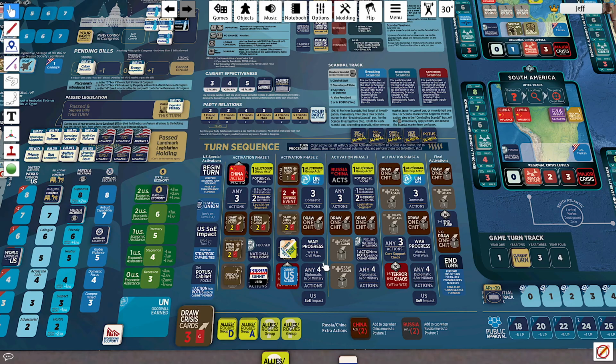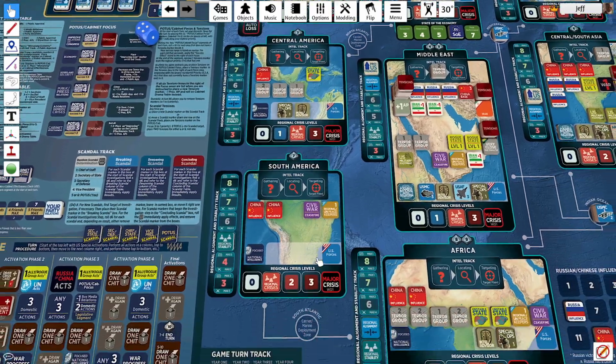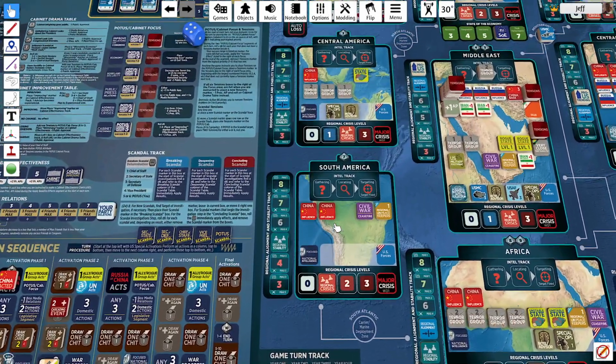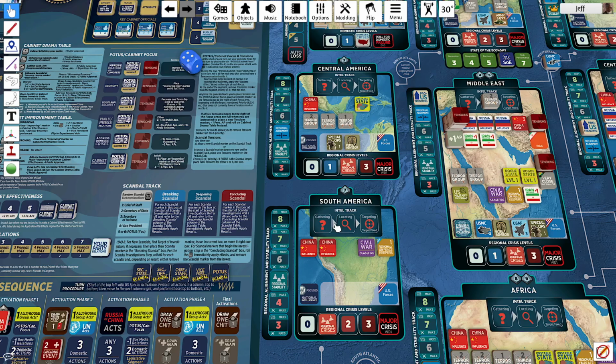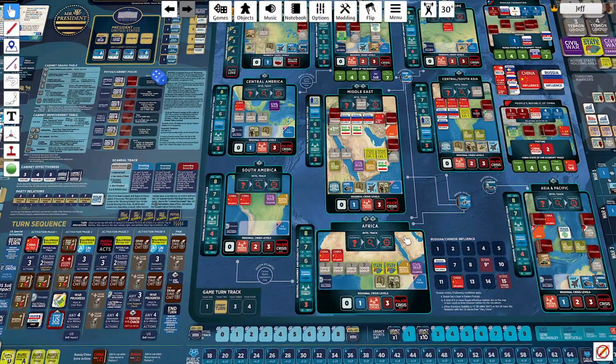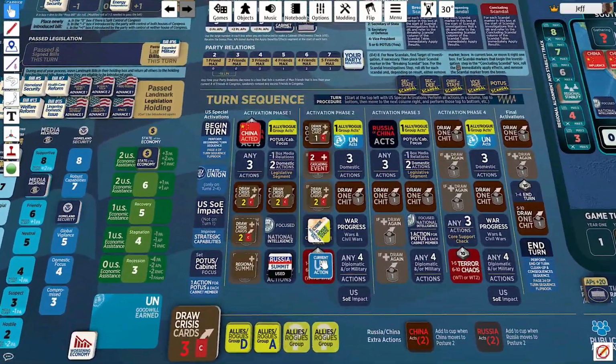So we're going in Central and South America. South has none. Central has 1. Watch out. We rolled a 9 for Central. They now have a civil war. Back up. Okay, that resolves theirs.